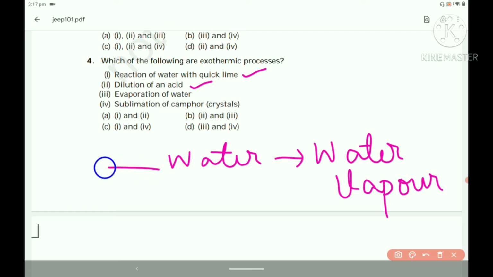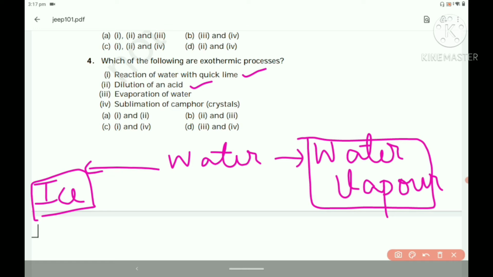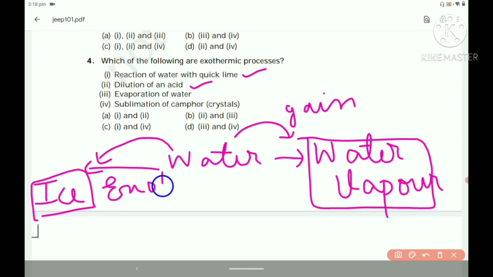Okay, see, you can remember it like this. Water to ice: water will lose the heat energy and form ice. Here it will gain heat energy. Gaining heat energy means it will be endothermic, releasing heat energy is exothermic. They're asking this one, so it is not an exothermic reaction, it's an endothermic reaction.